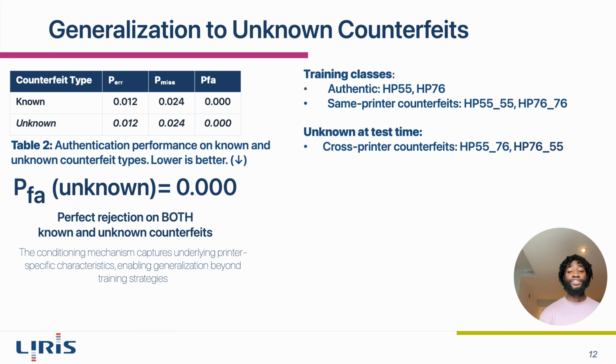To evaluate our method's generalization to unknown counterfeit types, we train on authentic and same printer counterfeits only. At test time, we evaluate on cross-printer counterfeits that were never seen during training. For this, we achieve zero false accepts, meaning perfect rejection of unseen counterfeits.